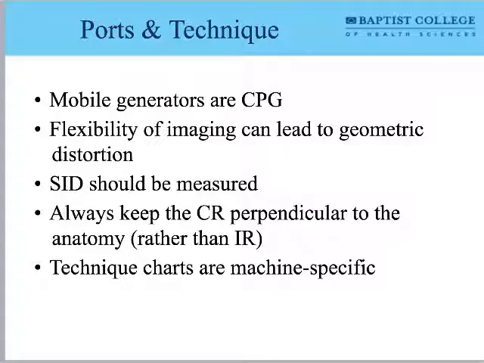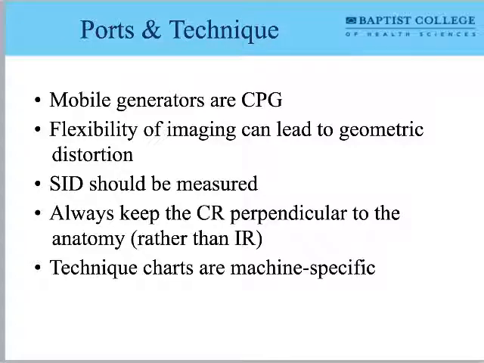So portable technique is a little bit different from the techniques that we use in the department because portables are pretty much direct current. They don't have to worry about rectification or any of that kind of stuff. It was particularly noticeable back in the day, but it still affects techniques. So you cannot use a technique from the department on your portable machine. That's the big takeaway for this discussion of portables. Portables require their own technique. Every portable machine needs its own technique chart.